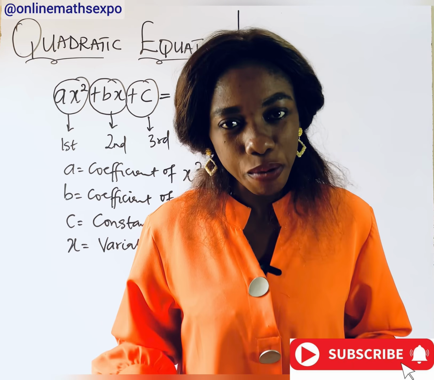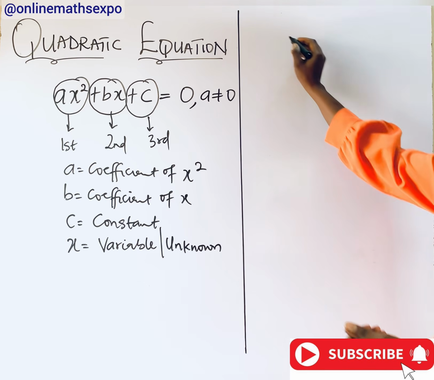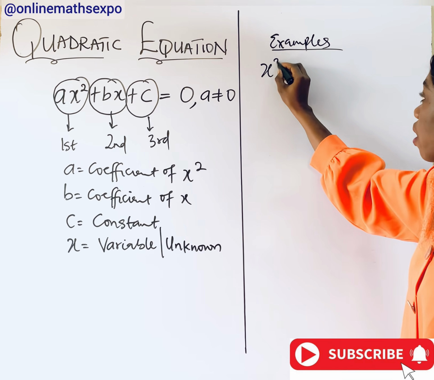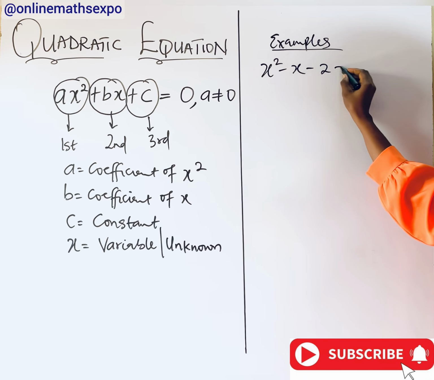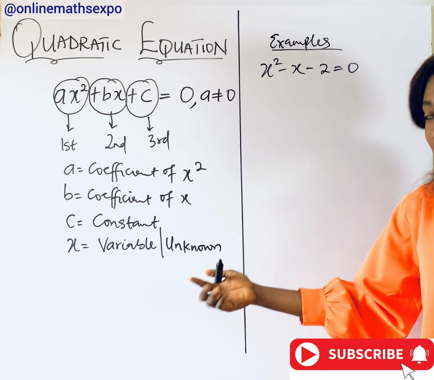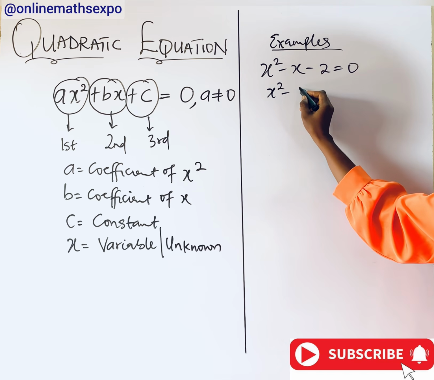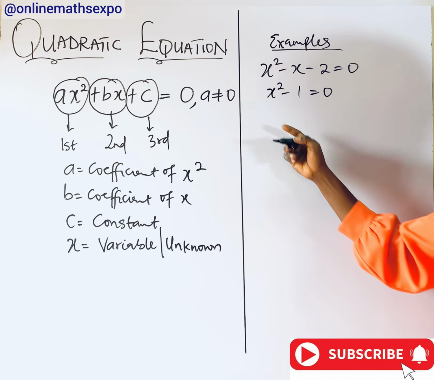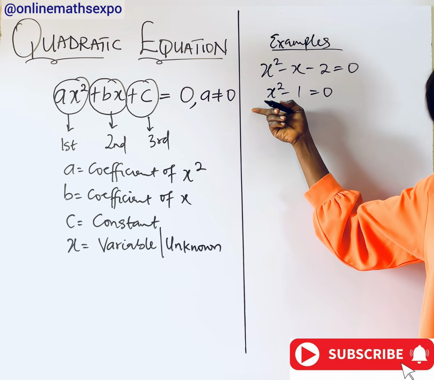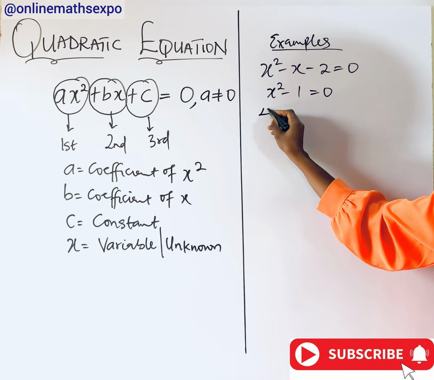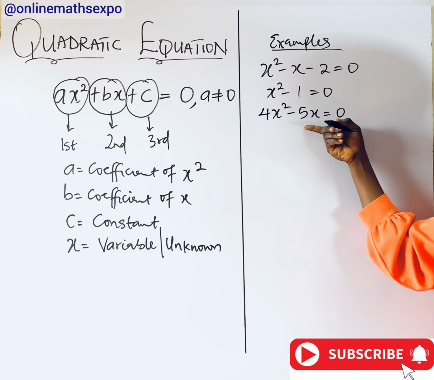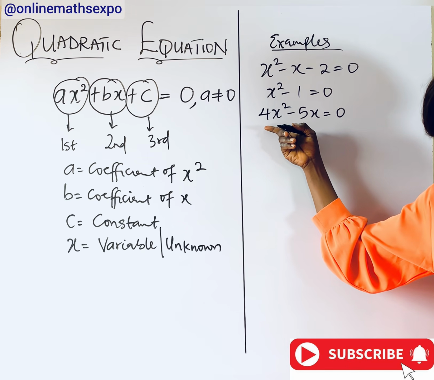Now let's look at some of the examples. We can have x squared minus x minus 2 is equal to 0. This is 3 terms, and because it's 3 terms, it's a trinomial, okay? We can also have x squared minus 1 is equal to 0. This is 2 terms, and because it's 2 terms, it's a binomial. You can also have something like, let's say, 4x squared minus 5x is equal to 0. It's also an example of a quadratic equation, but of 2 terms, a binomial.